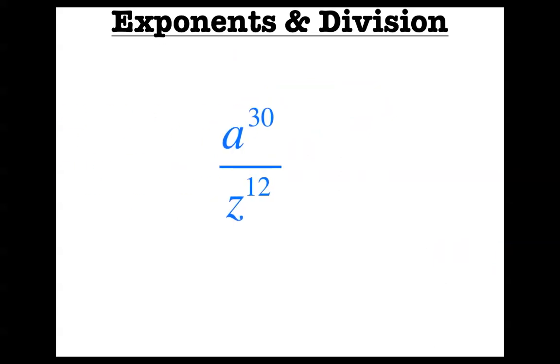Okay, what if I have a to the 30th over z to the 12th? Well, that's not going to work. Okay, a's and z's, you can't do anything with a's and z's. The base numbers have to match for you to do any trick with the exponent, so get rid of that.